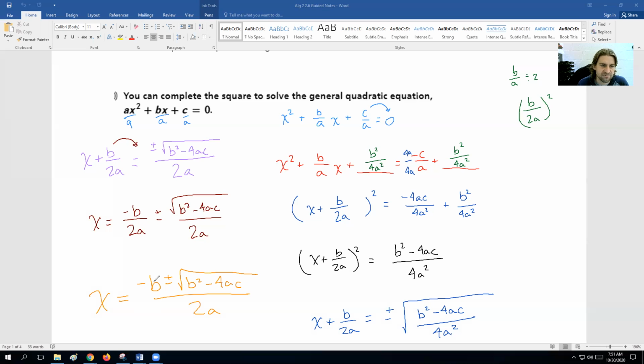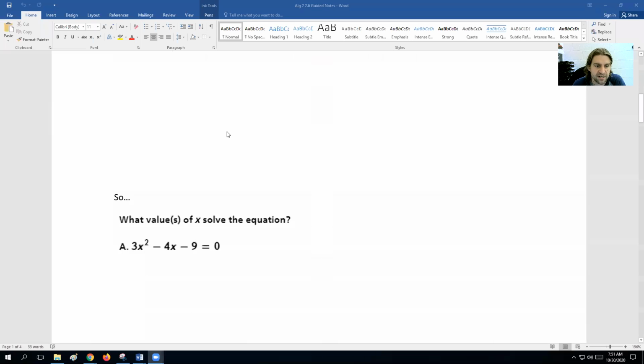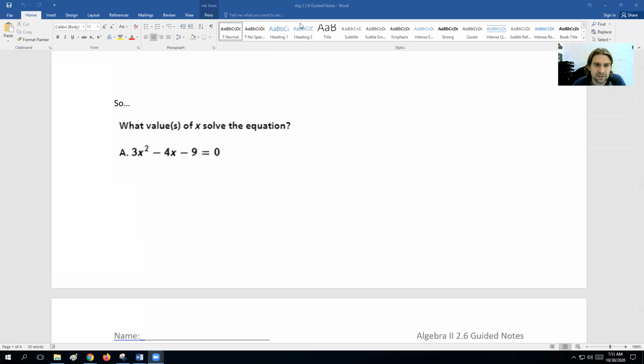We have x equals negative b plus or minus the square root of b squared minus 4ac all over 2a. And we can use this for any equation, so this will work no matter what happens. So let's put it to the test. Let's look at this expression here.